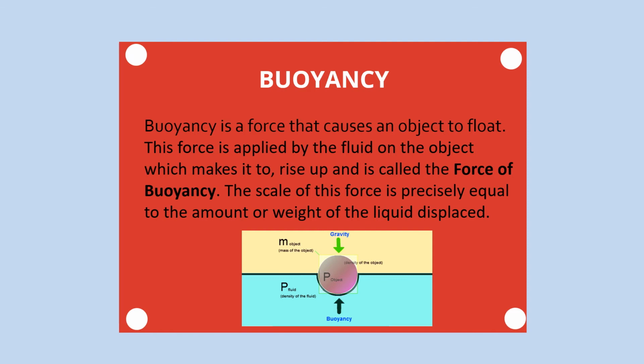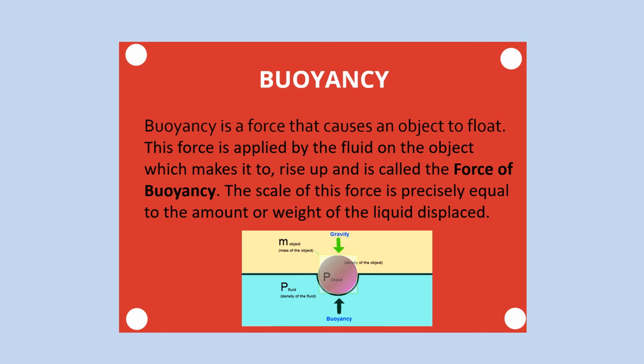The scale of this force is precisely equal to the weight of the liquid displaced. As you can see from the visual here, P is the object, the blue region is the fluid, and the yellow side is the upper surface of the fluid.